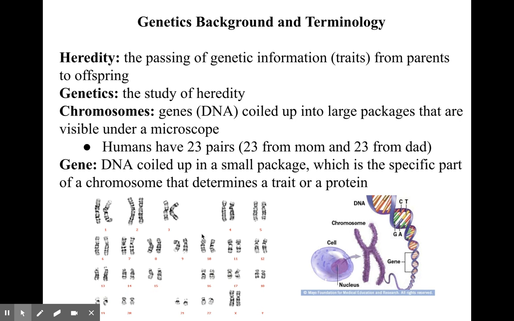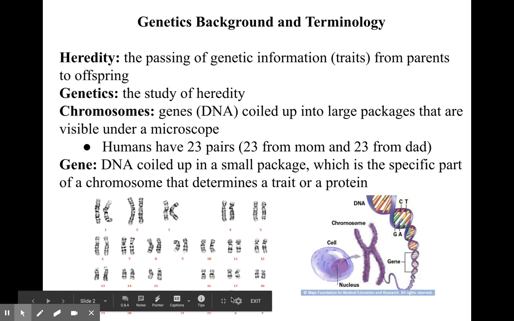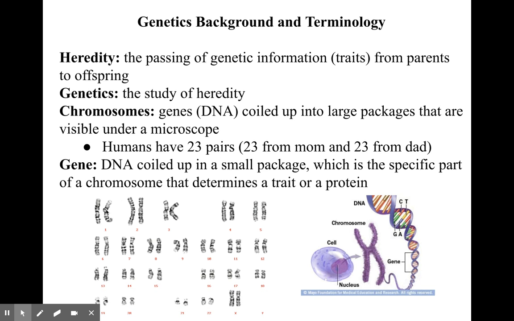So notice the numbers 1, 2, 3. So we go to 22 and then we have XY. So you have 23 pairs of chromosomes. Basically, you got one set from your mom and one set from your dad. So your mom gave you like a number 1 chromosome, a number 2 chromosome, a number 3 chromosome, a number 4 chromosome. But then your dad also contributes a number 1 chromosome, a number 2 chromosome, a number 3 chromosome. So you get one copy of a full set from your mom and one copy of a full set from your dad. They match up.